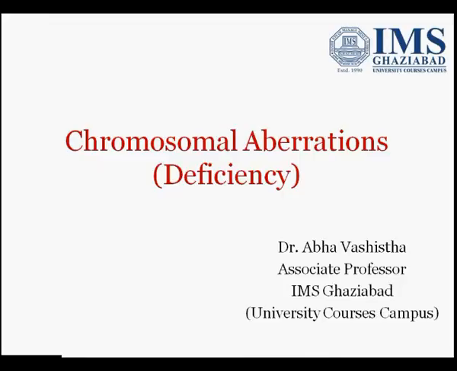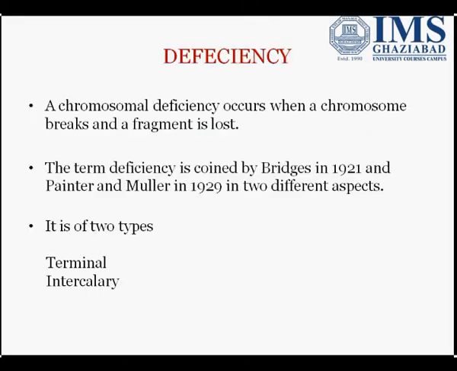This is the first type of chromosomal aberration, that is the deficiency. Deficiency is also called deletion. Now, first of all, we will discuss what is deficiency. A chromosomal deficiency occurs when a chromosome breaks and a fragment is lost.